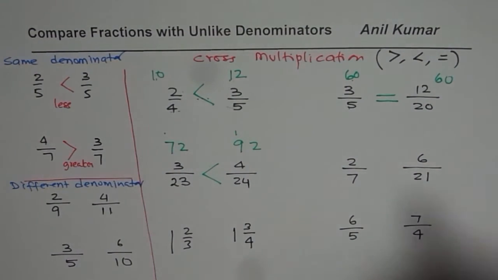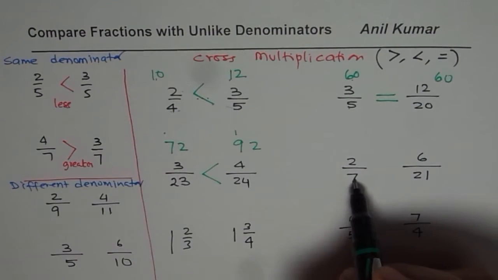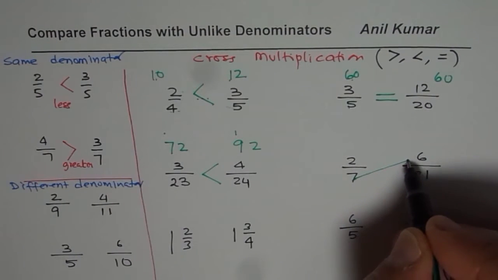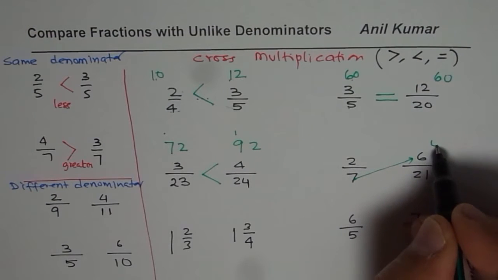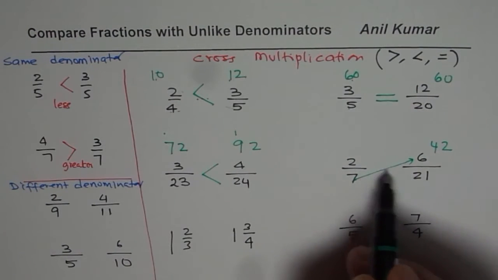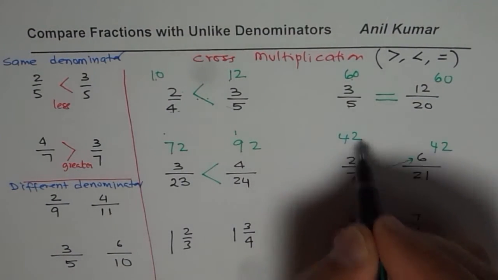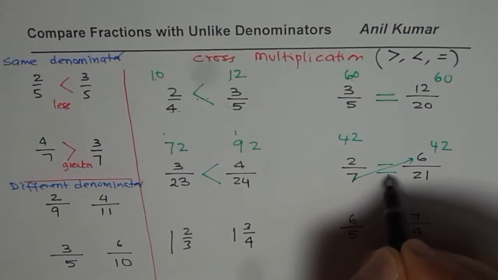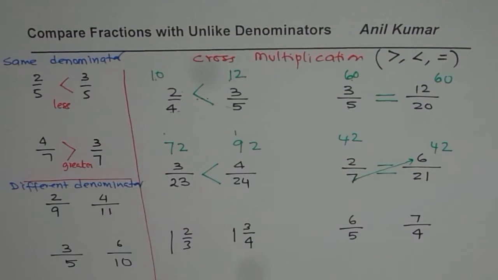Perfect. This one, 6 times 7. That is what we say cross multiply. Just multiply 7 with 6, we get 42. And 21 times 2 is also 42. So we get equal to here. That's good. So you can apply this strategy on all the fractions and easily get your answer.